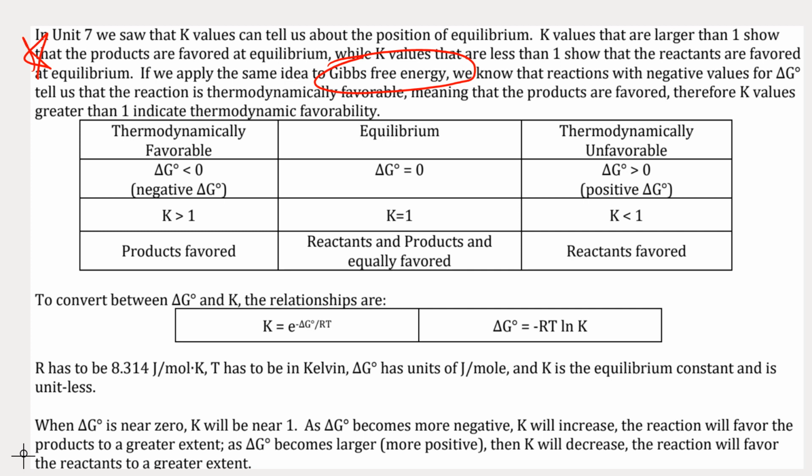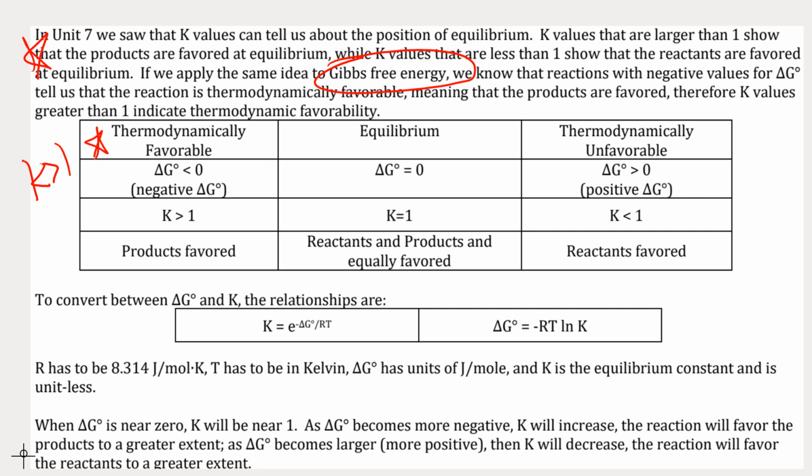So reactions with negative values for Gibbs free energy tell us that it's considered thermodynamically favorable. That means the products are favored. If a K is greater than 1, that means we are indicating thermodynamic favorability right there. If we're at equilibrium, the Gibbs free energy is 0, the K is equal to 1, and you have an equal preference for reactants and products. If it's thermodynamically unfavorable, that means Gibbs free energy is positive, K is less than 1, so your reactants are considered favored. So there are a couple of equations we can use.